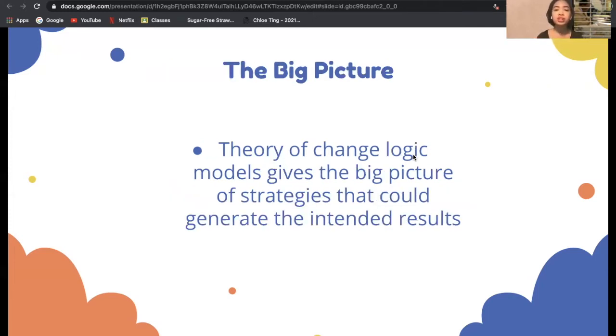The theory of change logic model gives the big picture of strategies that could generate the intended results. Because again, it's just a general representation. It's not very detailed like that of a program model. So it's a big picture of what you think the result will be once you get into the research itself.